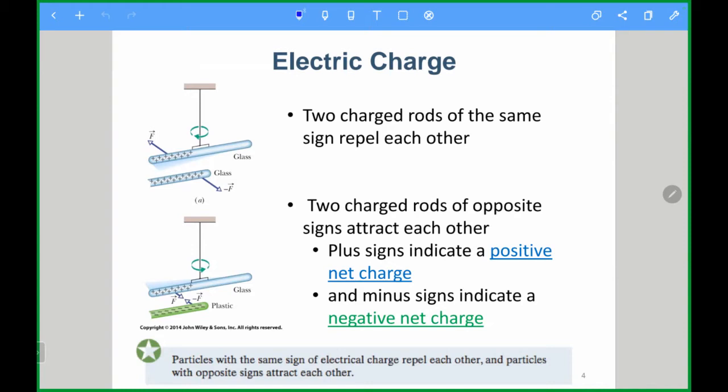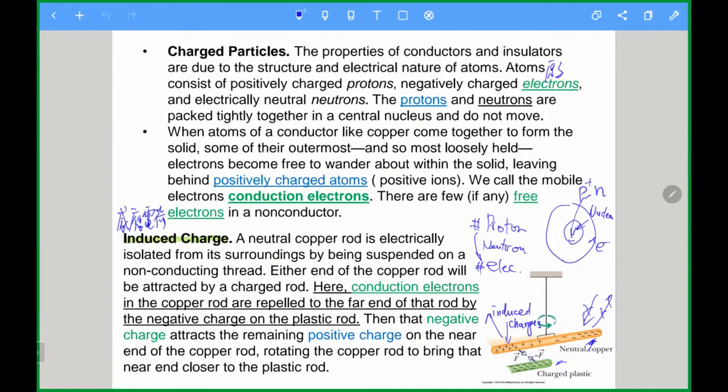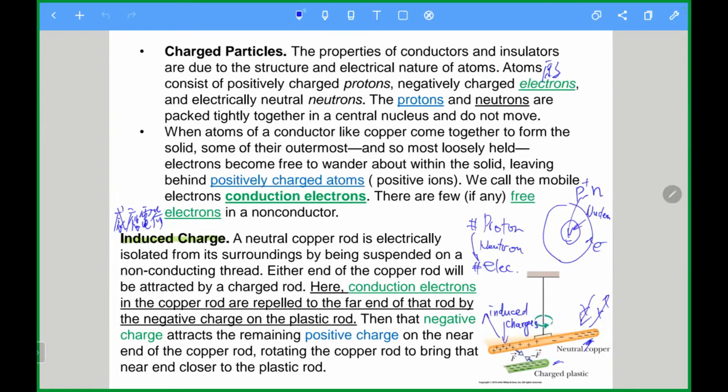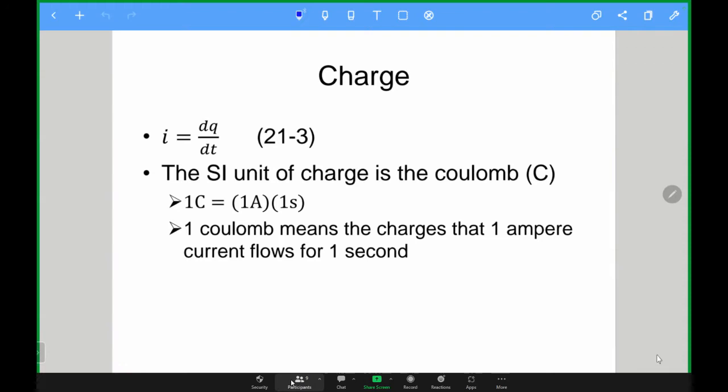For insulators, there will be no or almost no free electrons to move. But for conductors, we have free electrons so that they can generate induced charges. Okay, so far any questions? Okay, no questions.